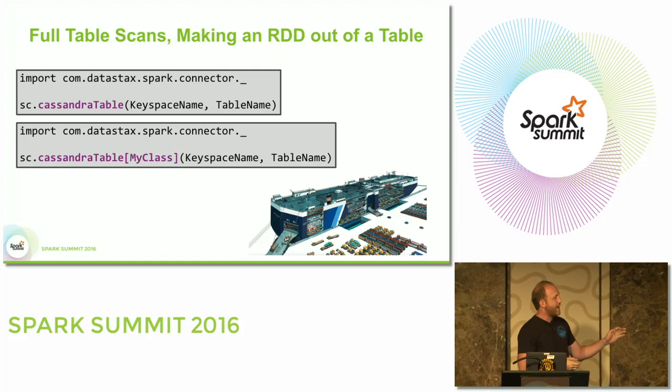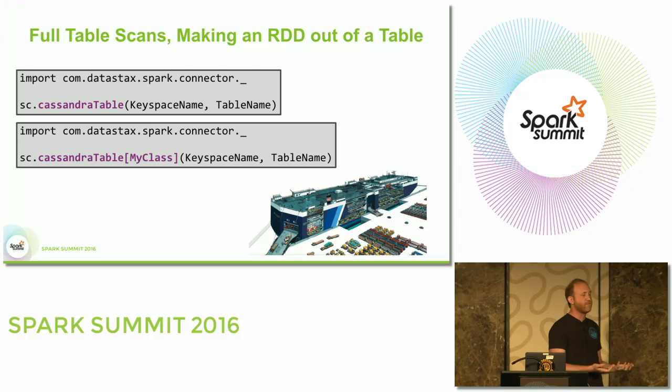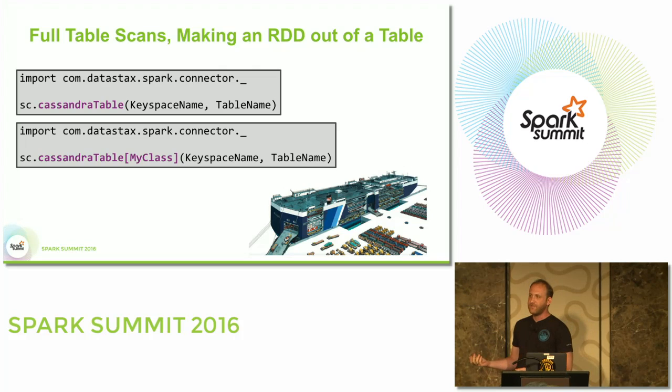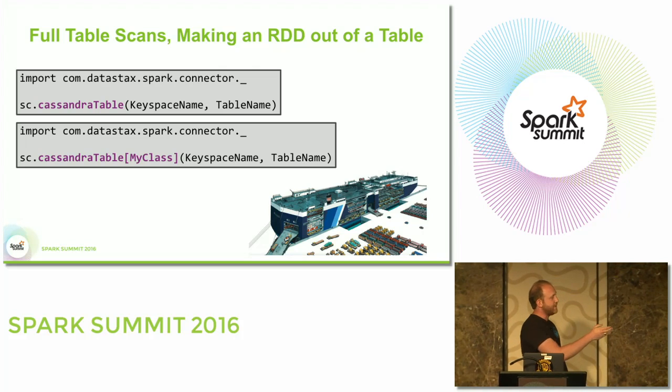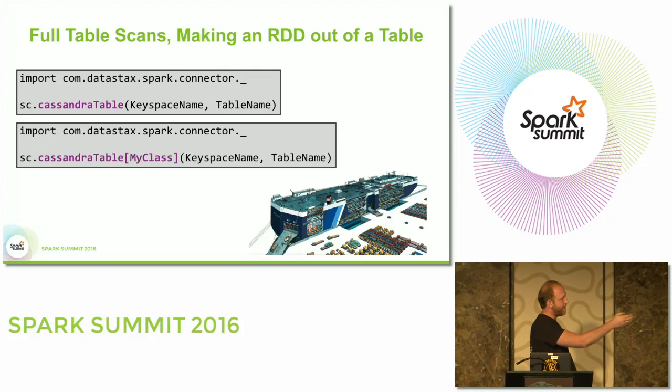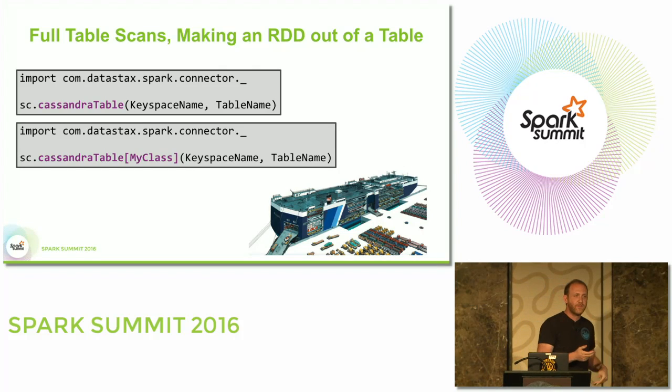We also provide a full set of type conversion tools so that if you want to read all of your data from your table directly into a case class from Scala, you can do that just by specifying that as a type parameter, and you'll actually get an RDD of type my class instead of an RDD of our generic Cassandra row objects.